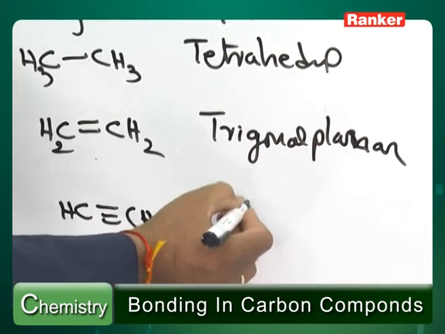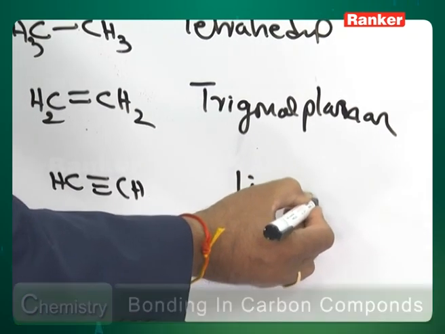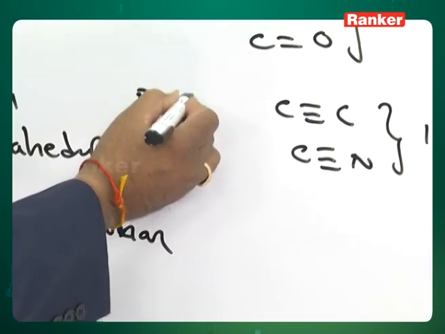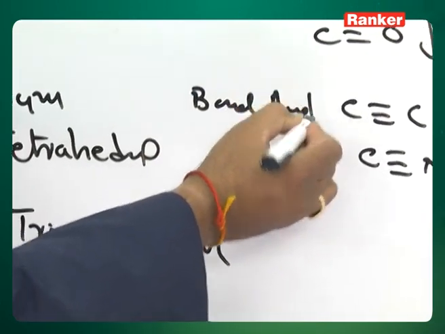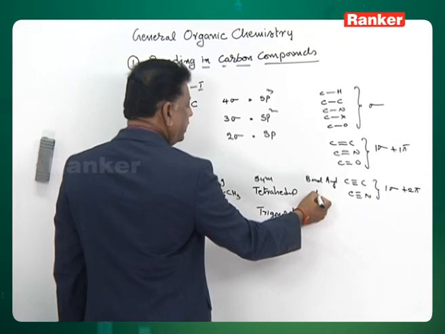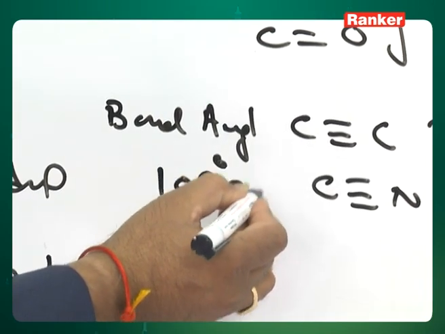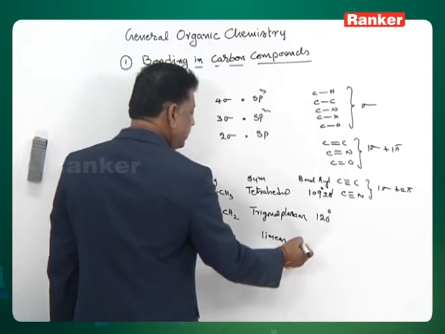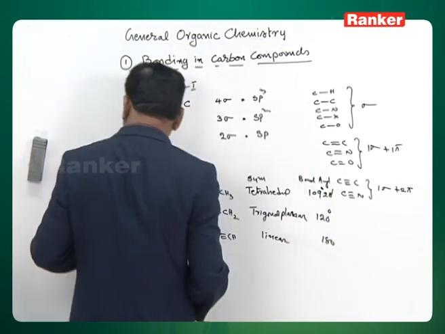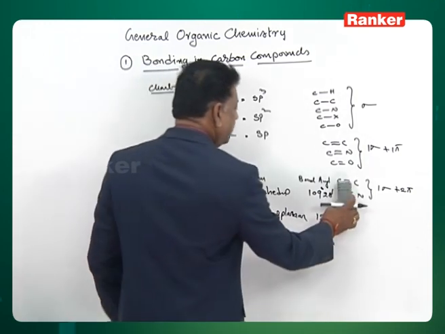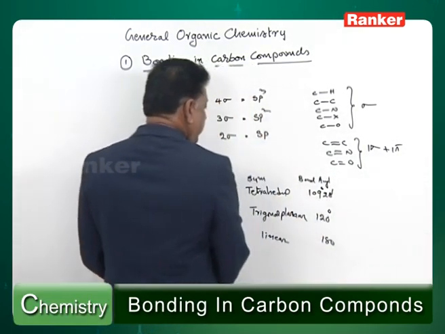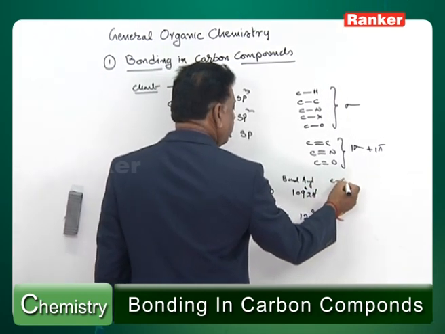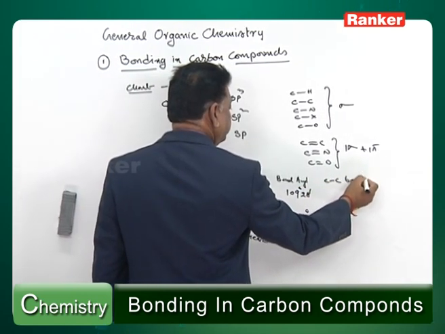This is a linear symmetry, and the bond angles: this is 109 degrees 28 minutes, 120 degrees trigonal planar, linear will have 180 degrees, right. This you can extend further, like the carbon-carbon bond length.